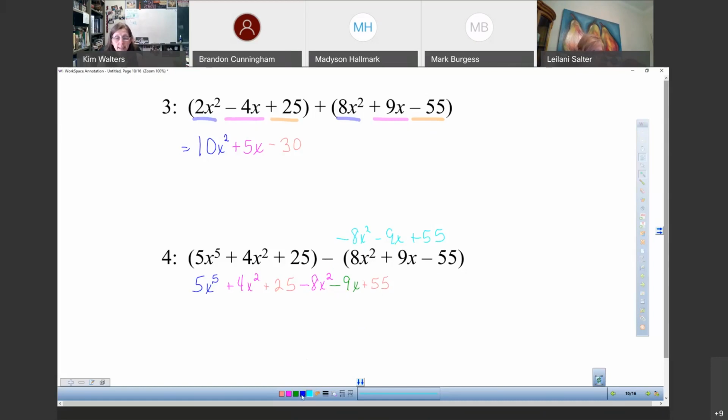So now I can collect together my like terms. I have nothing that's like 5x to the fifth, so I'm just going to have a 5x to the fifth, but it's going to go first because it's my highest power of x. Now I have 4x squared minus 8x squared, and that's going to give me a negative 4x squared. I have this very lovely minus 9x hanging around by itself, so it's just going to come down here like the 5x to the fifth. And then I have 25 plus 55, which is going to give me plus 80. And that is my final answer. Questions?